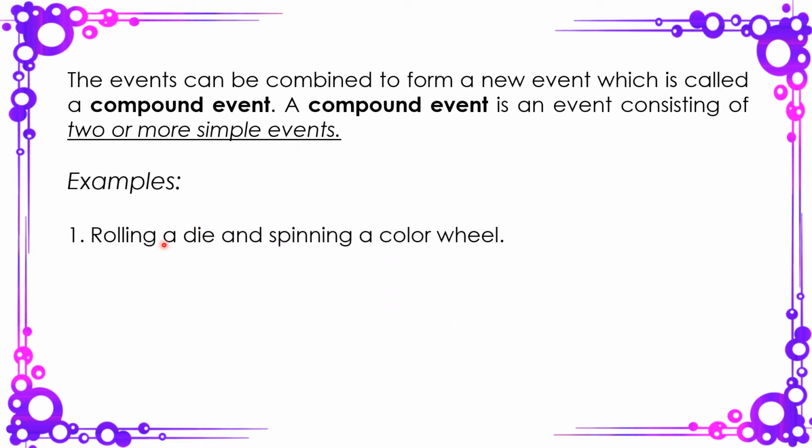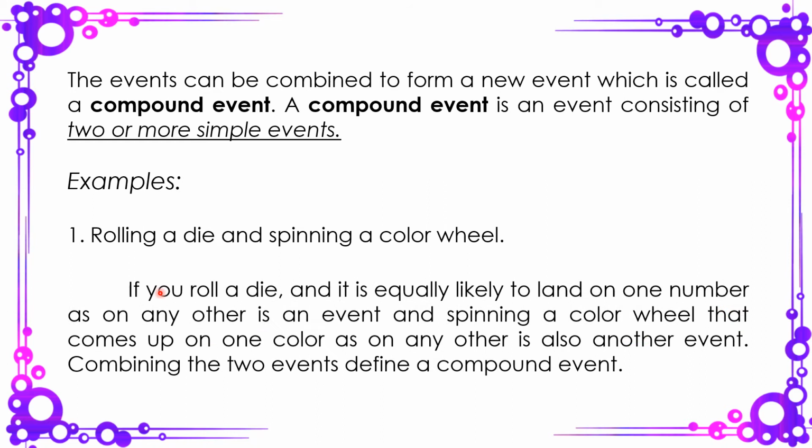Examples: rolling a die and spinning a color wheel. So if we are rolling a die and spinning a color wheel, there are many possible outcomes. So we can have here one and color yellow, one and color red, one and color green. So you can see here that we have two or more simple events or outcomes. So this is an example of a compound event.